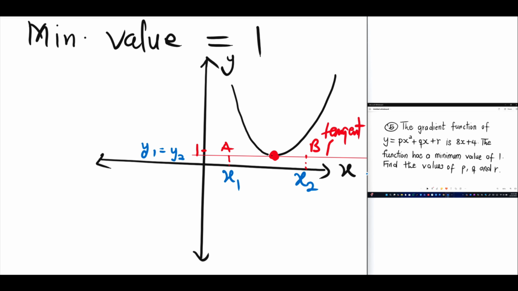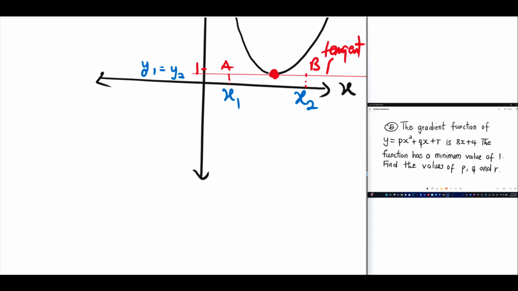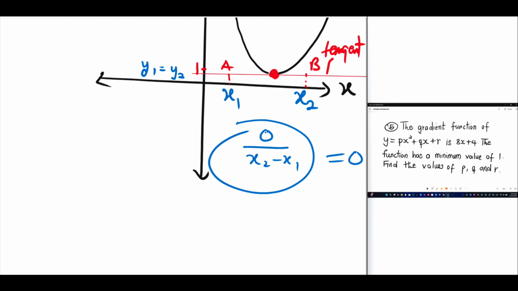You only get one y value, because when you trace the line to the y-axis from A, you get the same y value, and when you trace from B, you get the same y value. So y1 is equal to y2. So when you find the gradient, you subtract y1 from y2 and get 0, because they are the same. Divide by x2 minus x1, and anytime you divide 0 by any number, you get 0.